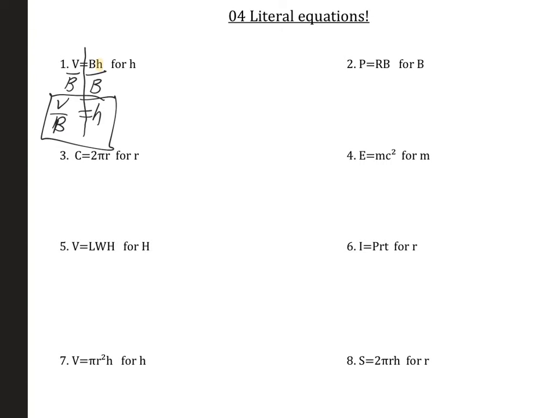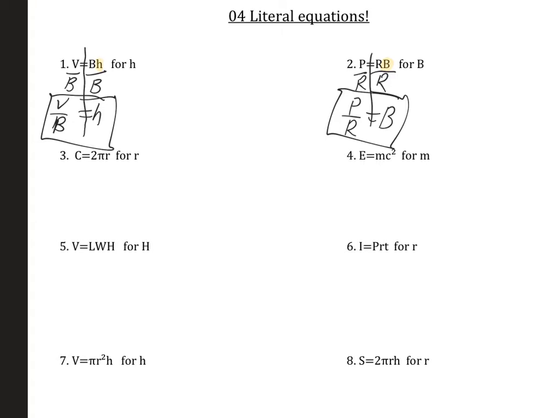For the next one, we are looking for B. So I'm going to highlight, hey, I want B. How am I going to solve to get B by itself? I'm going to divide both sides by R. So I have P divided by R equals B. Perfect. That's all I'm looking for.